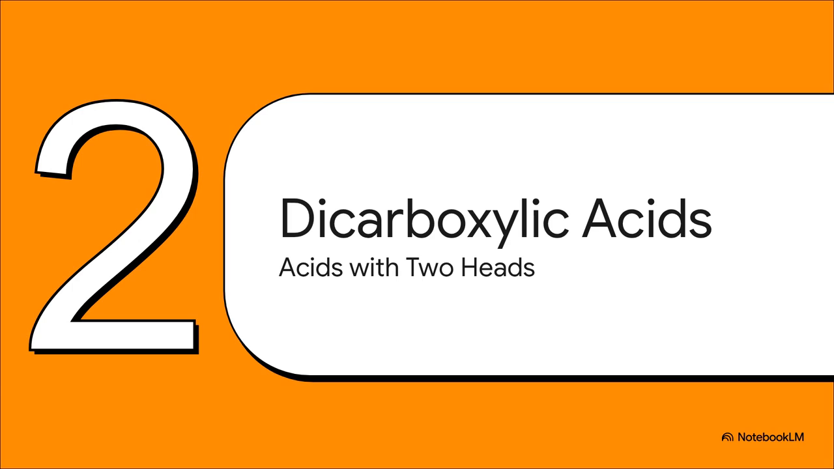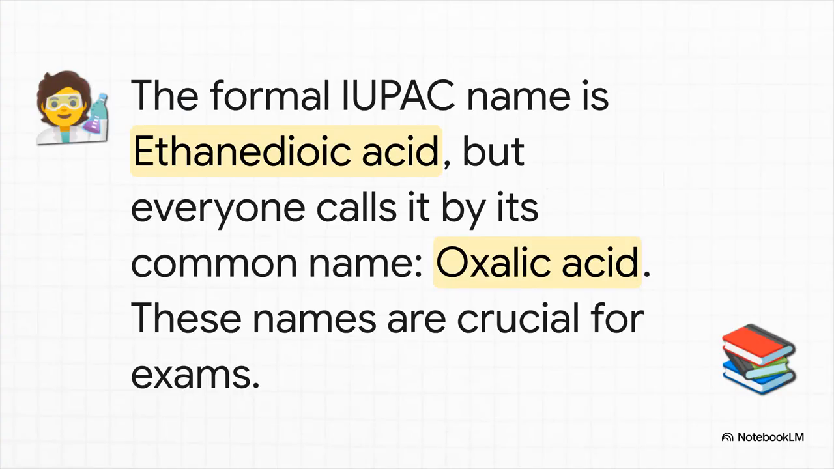Okay, so you've got the basics down. But what happens when the molecule gets, well, a little greedy? What if instead of just one boss acid group, you've got 2 of them? This is where things get really interesting, and where chemists came up with some pretty clever, tricky shortcuts. Now here's the crucial part. A molecule with 2 carbons and 2 acid groups has a super formal IUPAC name, ethanedioic acid, but almost nobody, and I mean nobody, actually uses it. It's like the formal name on your birth certificate that you never go by. In the lab, in conversation, and most importantly on your exams, everyone calls it by its common name, oxalic acid.